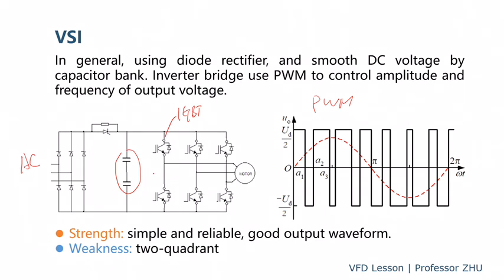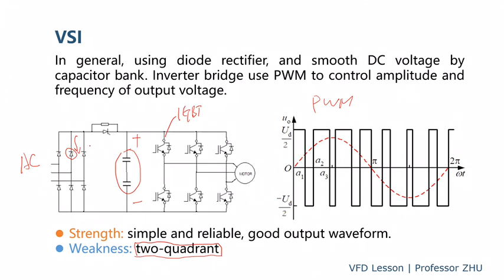Disadvantage of the VSI: the standard VSI is a 2-quadrant drive. That means this inverter cannot do regeneration. For example, when there is energy converted from mechanical to electrical energy, the energy will charge the DC voltage. We could pump up the DC voltage, and if the voltage goes to a certain level, the drive will trip on over voltage, because the diode is a unidirectional component. The current cannot go backward through the diode.